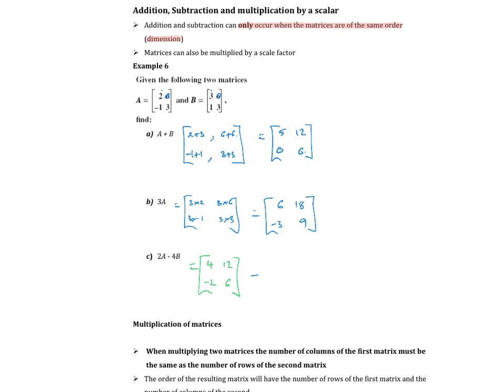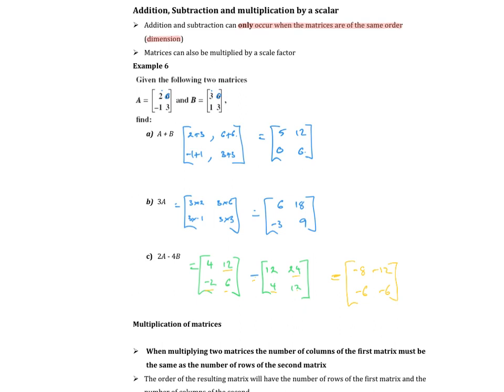We're going to subtract 4B. So what is 4 times B? Which is 12, 24, 4, and 12. And so then if I subtract them, I get 4 minus 12, which is -8. 12 minus 24, which is -12. -2 minus 4 is -6. 6 minus 12 is -6.